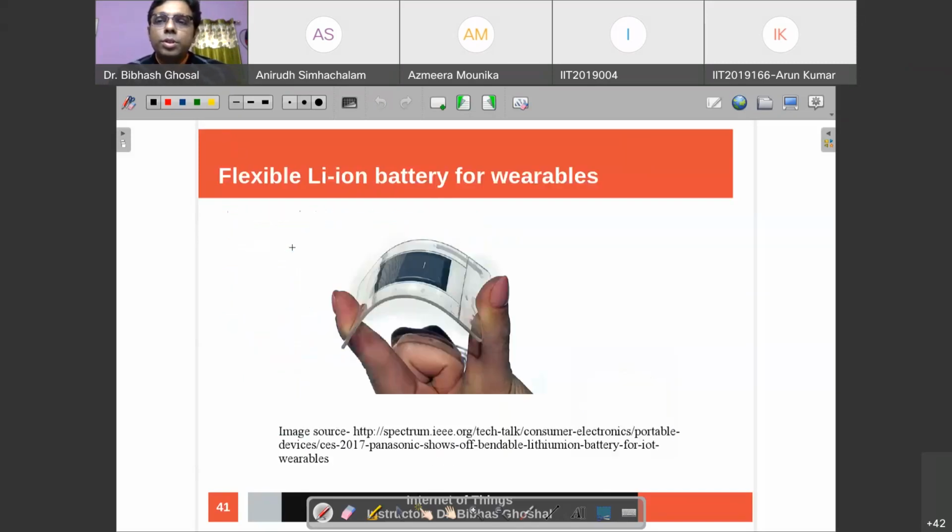This is also something that has come up, called the flexible lithium-ion battery, and it is used for wearables. Why flexible? Because the gadgets that you work with, in the case of medical purposes or wearables, have a structure which has to bend. So your battery also needs to be flexible so that it can fit into these kinds of devices. One example that you see here is a flexible lithium ion battery, which can be used for wearables.